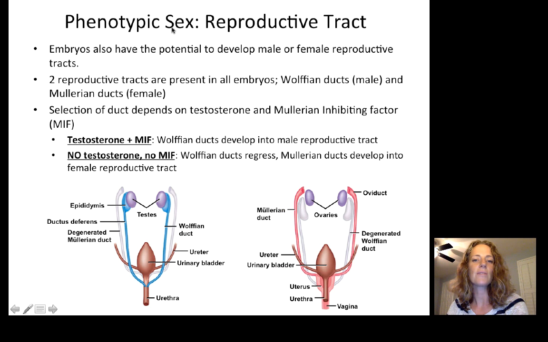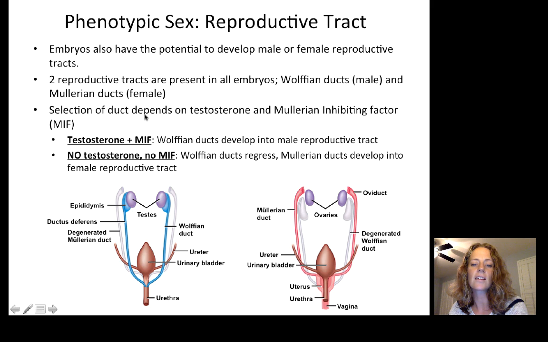After that, we have phenotypic sex, and that is the actual production of the reproductive tract after the testes or ovaries are formed. So there are 2 reproductive tracts that are present in all embryos. So they will be there from the beginning. The male reproductive tracts in development are called Wolffian ducts, and the female reproductive tracts are called Mullerian ducts. And then one of them has to be selected to actually obtain the reproductive tract.